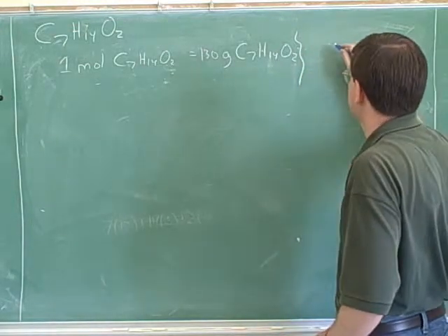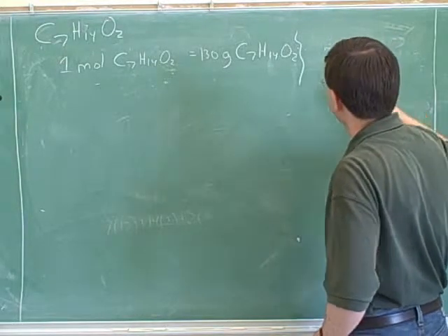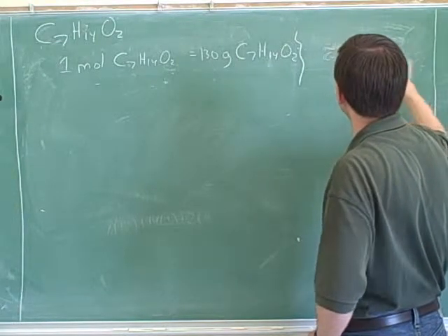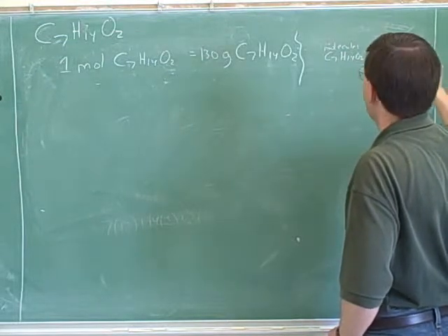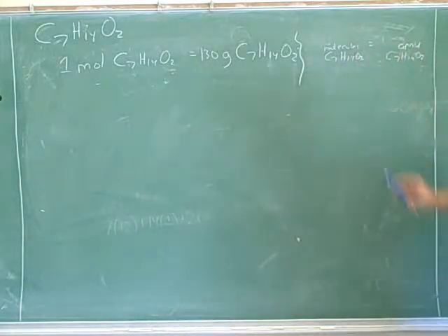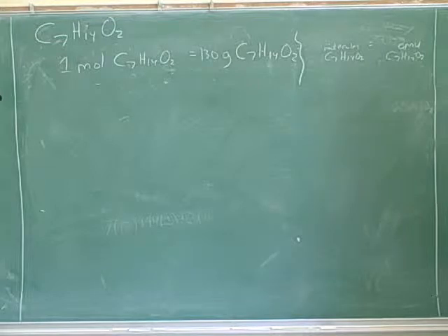As long as we're working on this, we could also write down an equivalency between molecules of C7H14O2 and AMUs of C7H14O2. What would be this equivalency? 1 molecule of C7H14O2 is equal to 130 atomic mass units of C7H14O2. That's good. I'm glad you remember that. We haven't talked much about AMUs for a while.